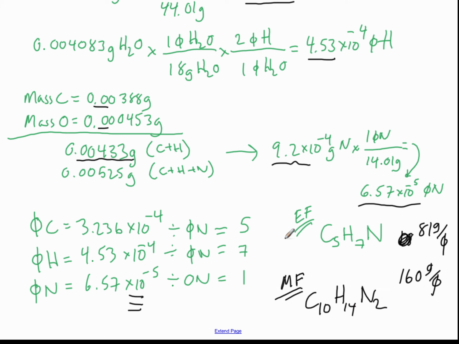So the molecular formula would be C10H14N2. So that's how you work from the empirical formula to the molecular formula, by looking at the molar mass of the molecular formula and seeing how it relates to the molar mass of the empirical formula. I hope that helps with determining empirical and molecular formulas through combustion analysis.